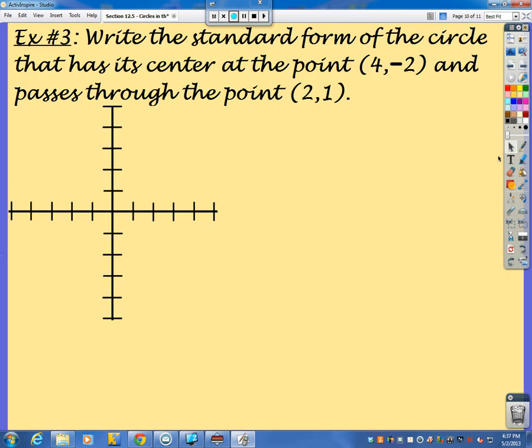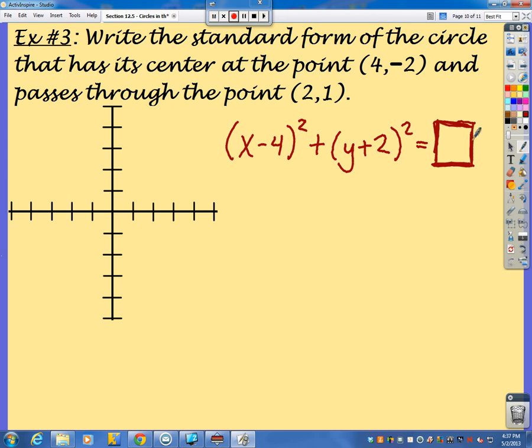Now, two more problems. And these are going to be more the longer, drawn-out ones. This is where we're actually going to have to do some work here. So 3 says, write the standard form of the circle that has its center at the point 4, negative 2, and passes through the point 2, comma 1. So we can start to set up our answer. We know it's going to be x minus 4 squared plus the quantity y plus 2 squared equals, we just need to drop in what the r squared value is.